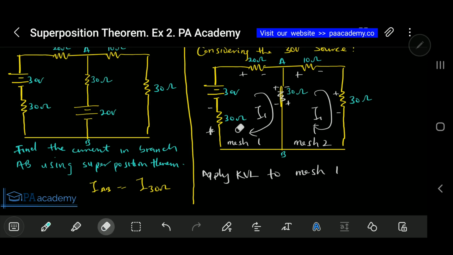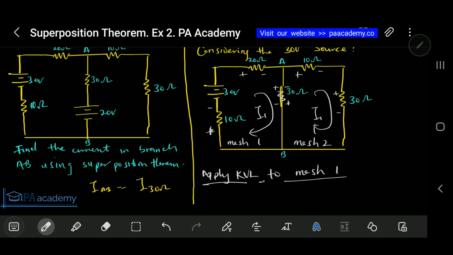Before we proceed, let's just take notes. This is 10 ohms, 10 ohms. Just take note of that. Alright, so now let's continue. Let's apply our KVL to mesh 1.